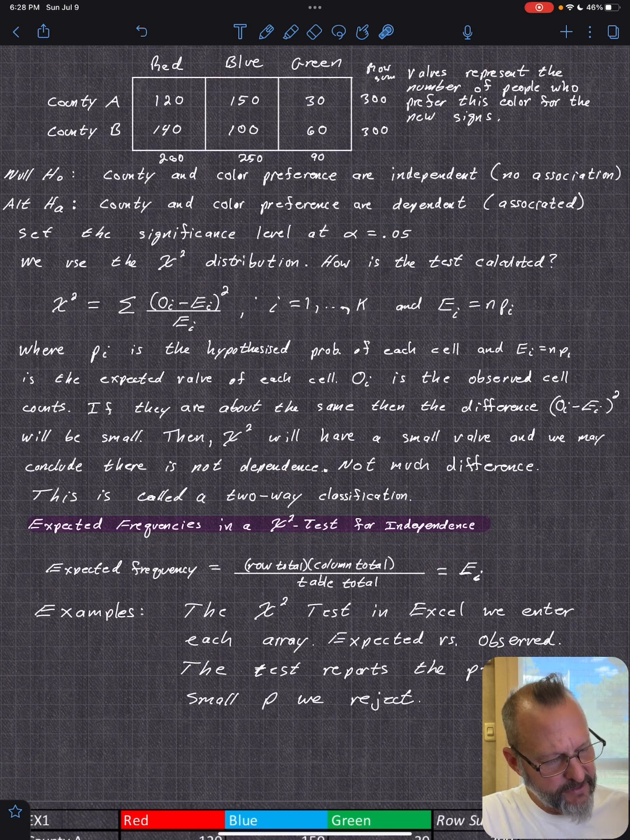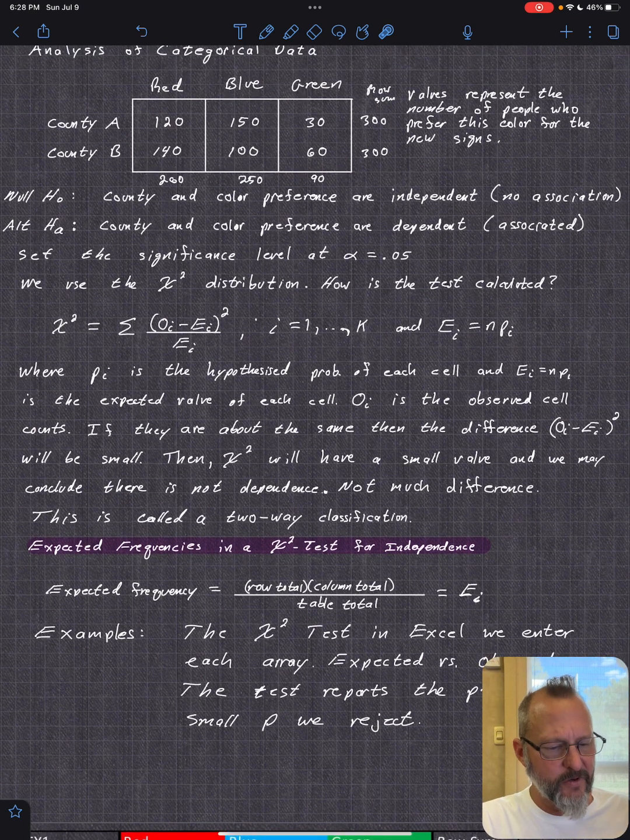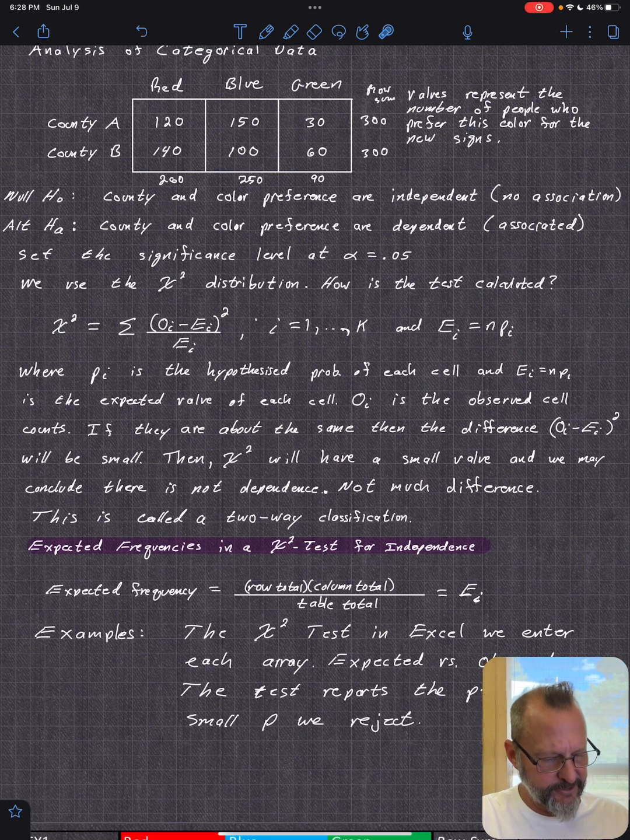There's not much. This is called a two-way classification. Pretty much just follow me on this. I have set up the tables below and I'll talk you through it. And maybe in the next video I'll show you how to do the calculation.